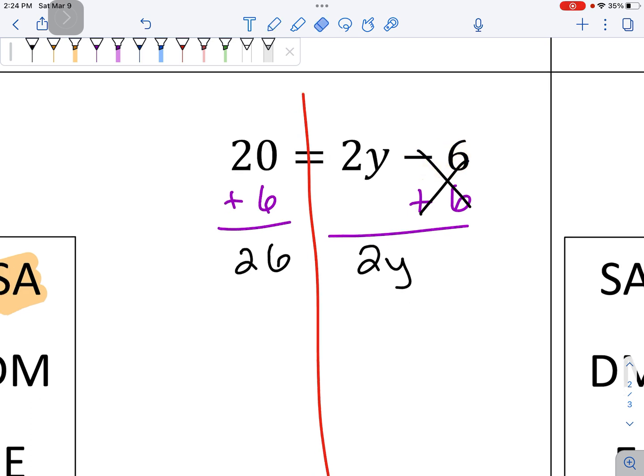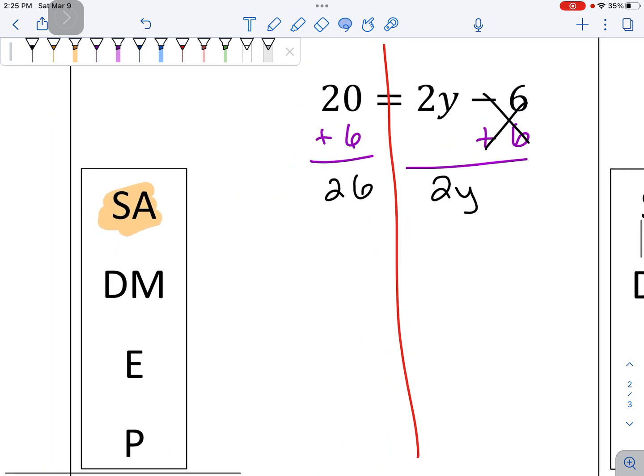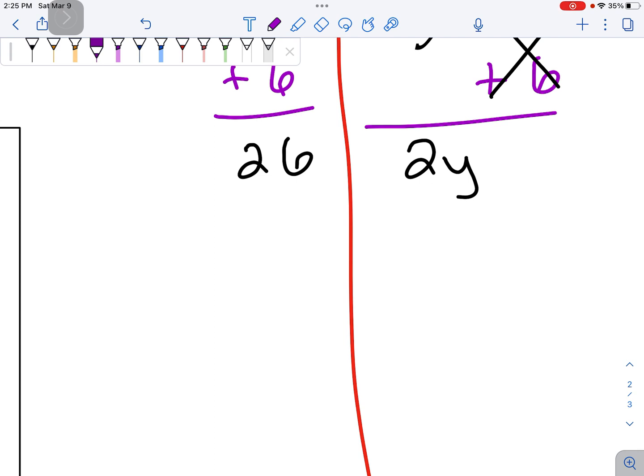There are no more addition and subtractions. So we'll move down our steps, divide and multiply. So I have 2y's, so I need to divide by 2. Divide both sides by 2.